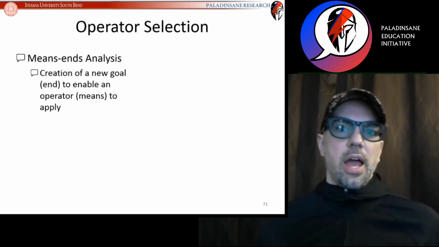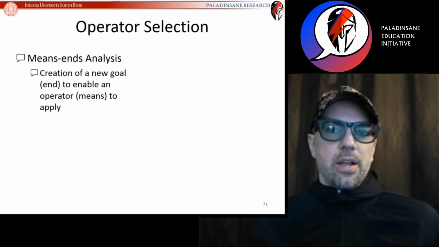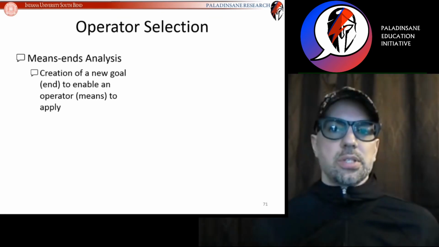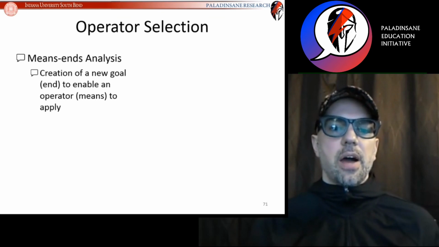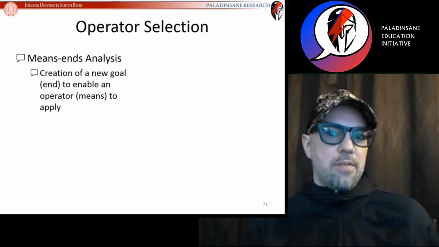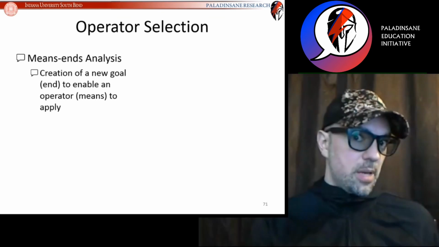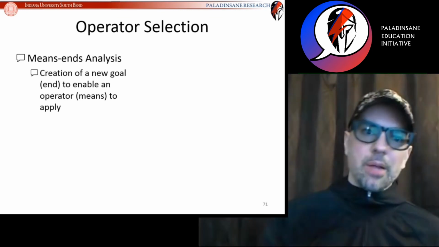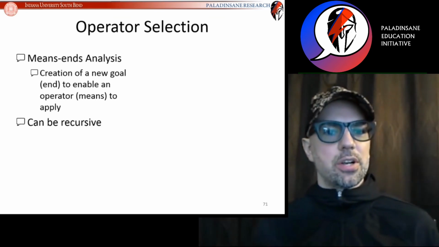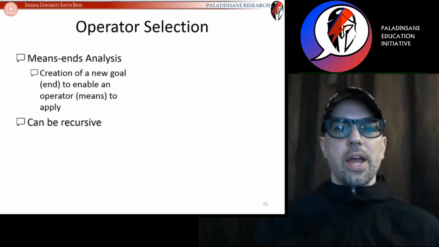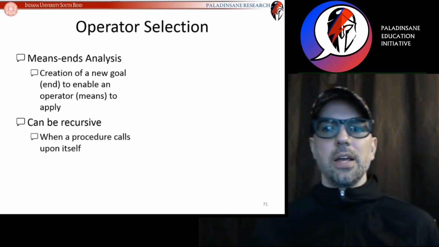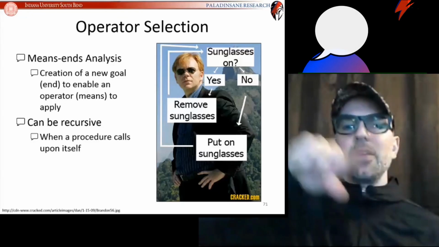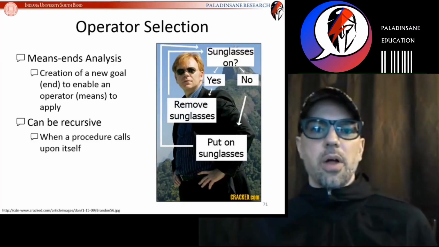So instead of applying one operator and solving the problem in one step, what we do is we break it up into sub-steps, so that we can break it up enough that we have an operator that we can apply. We have something that we can do, that we can then start navigating this problem space. And one of the things about this is that it can be recursive. And recursive is when a procedure calls upon itself, basically when you continue to do the same thing in rotation in order to solve a problem.